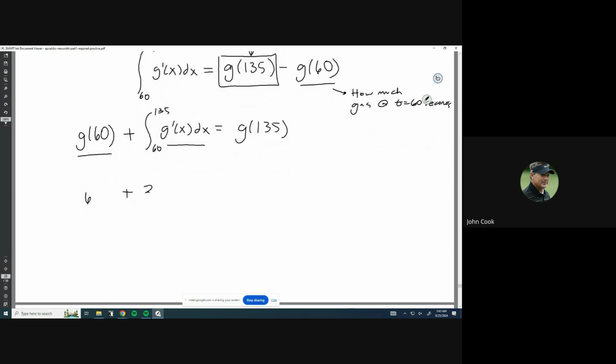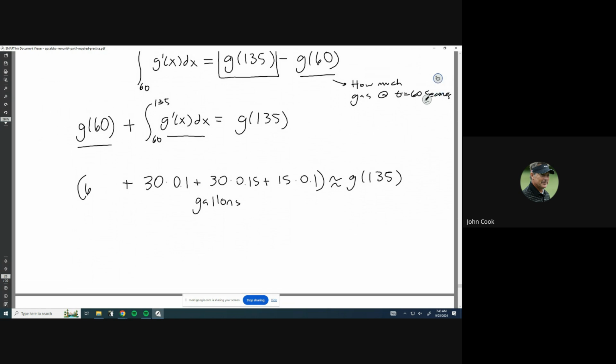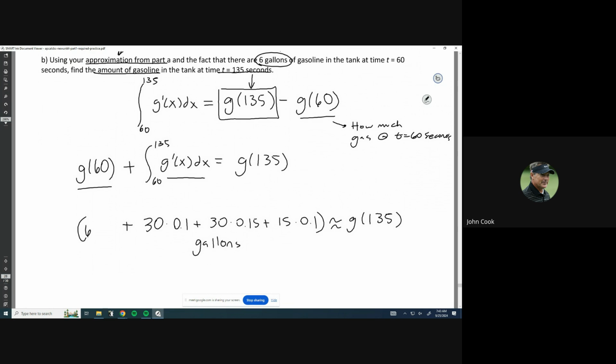So 30 times 0.1 plus 30 times 0.15 plus 15 times 0.1. And then all of that stuff is equal to g of 135 approximately. But change that from an equal sign to approximately. And then we'll put the units on it as well. So we get this big number right here and then gallons. I think that's all the work that you need to show. I'd be pretty content with this because it uses the fundamental theorem of calculus. It uses the approximated values that we have. And it also uses the approximation symbol because these aren't exact fits. They're close to each other. Okay. All right. So that's number 19.